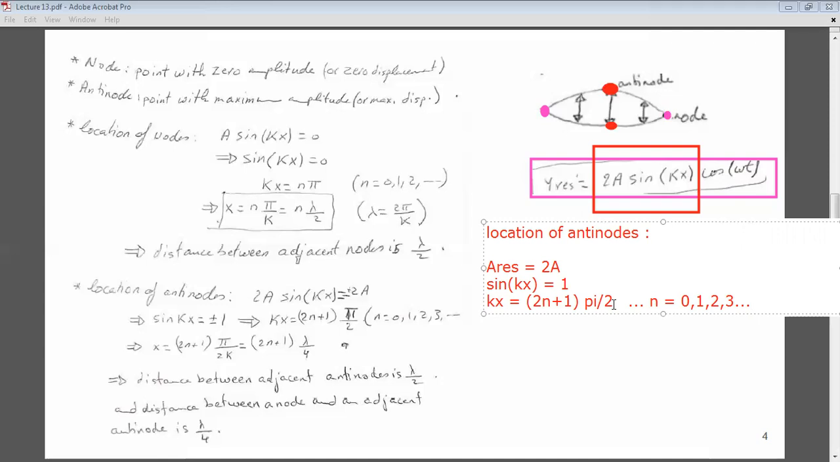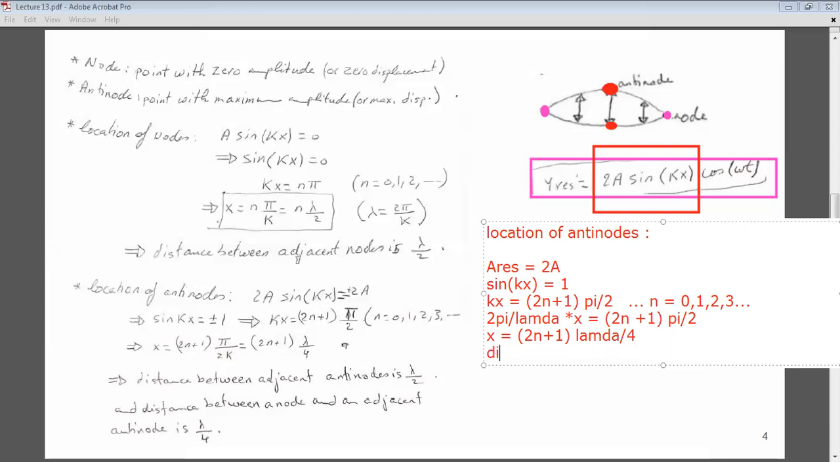Now we got the values. Now we have to get the values of x at which this happens. So for k, again, I will put 2 pi over lambda times x equal to (2n plus 1) pi over 2. And again, the pi and the pi will cancel out, and I will get x equal to (2n plus 1) lambda over 4 this time.